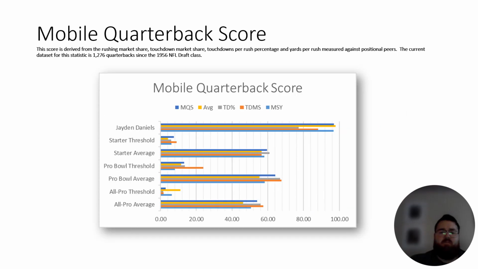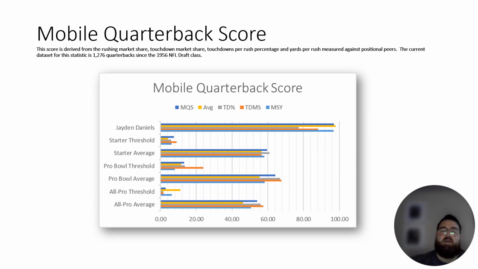So, first off, let's talk about the mobile quarterback score when it comes to his data. The score derived for the mobile quarterback score is rushing market share, touchdown per rush percentage, and yards per rush measured against positional peers. The current data set for this statistic is 1,276 quarterbacks since the 1956 NFL draft class.